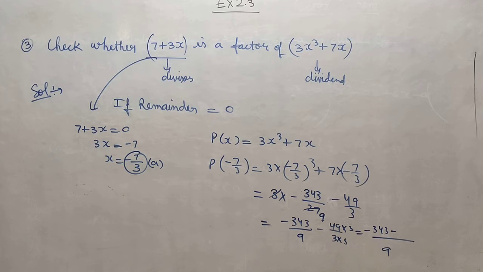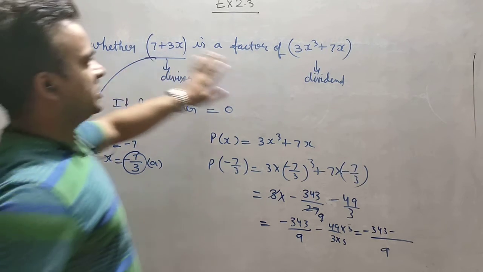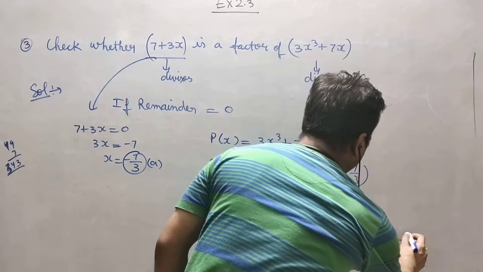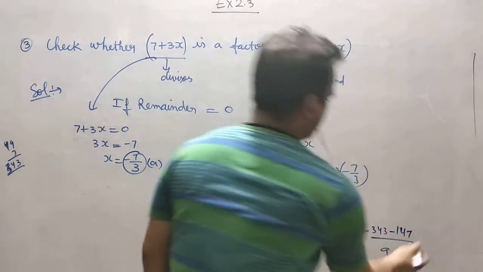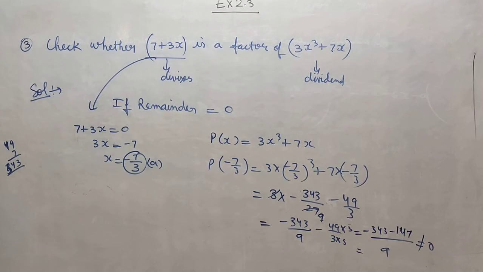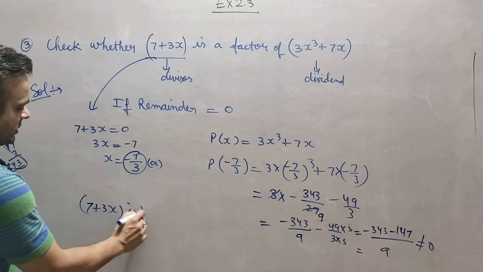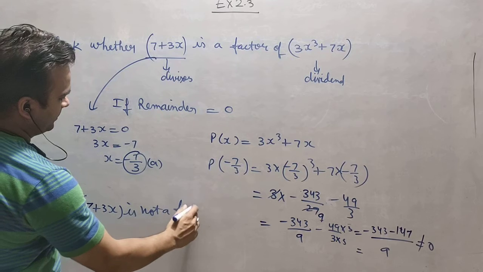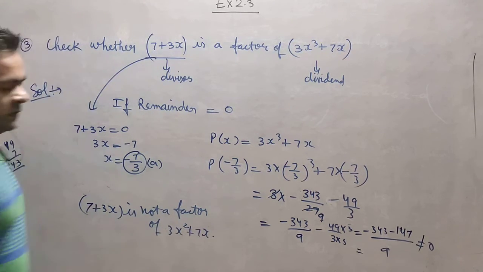So what is the meaning of this? If it is not coming 0, then we can say that this 7 plus 3x is not a factor. So you can see here it is not 0, right? You can see we will get the value in minus. So at last we can say that 7 plus 3x is not a factor of 3x square plus 7x.